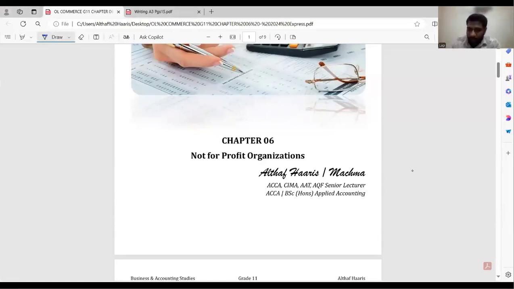So, today we are going to get into the new chapter, which is not-for-profit organizations. So, what are these not-for-profit organizations? Normally when you are running a business or organization, we can't say businesses and organizations are there only for profit seeking. There are certain organizations where the main objective is not profit seeking, maybe like helping the society, the community.